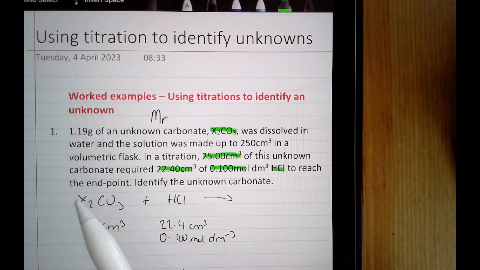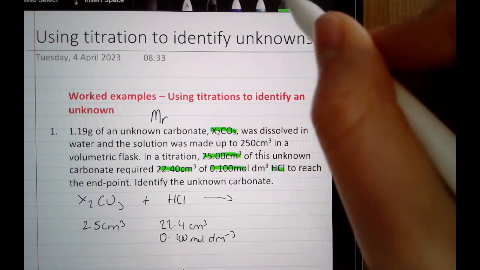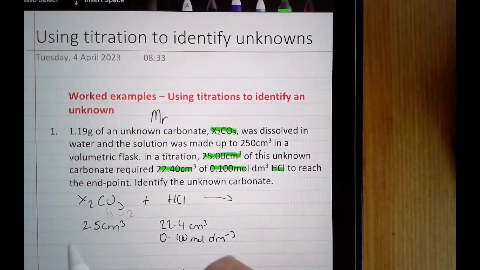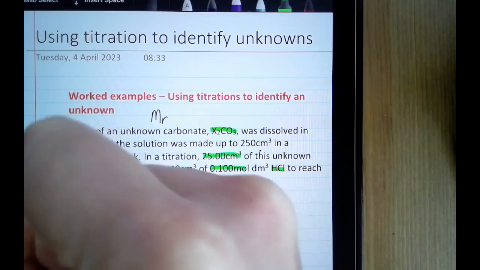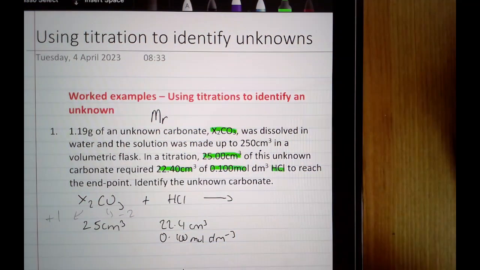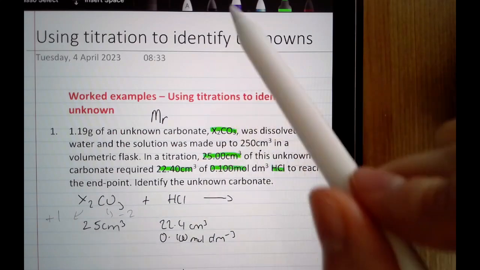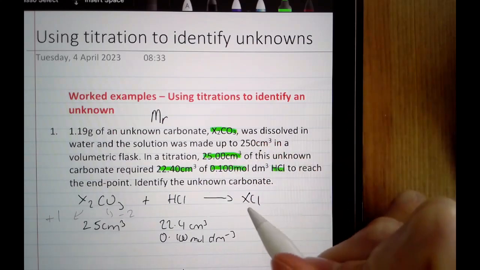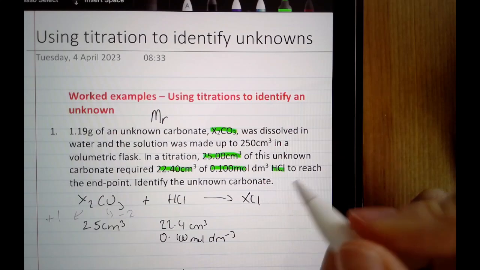Just because you've got X instead of an element doesn't mean you can't finish this equation. If I look at the formula of my carbonate, I know that the carbonate ion has got a -2 charge. Therefore, the X must have a +1 charge. And I know that because I need 2X to cancel out the -2 on carbonate. Therefore, each X must have a +1 charge. 2 of them gives me +2. That cancels out the -2 on the carbonate. So if I know X is a metal with a +1 charge, when I'm writing the formula of X combined with chlorine, it's just going to be XCl. So X has a +1 charge, chlorine has a -1 charge, the formula is just XCl.